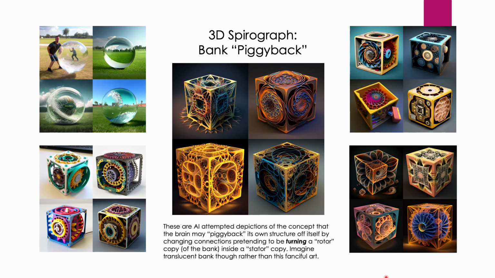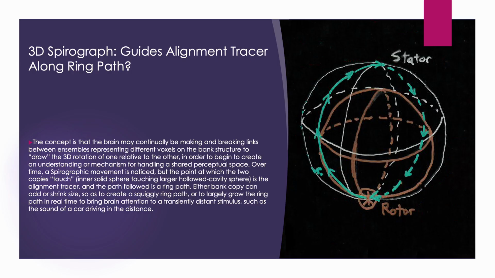So kind of interesting concept there. Let's go on to the next slide. So the brown sphere is the rotor, and the white sphere is everything inside the white sphere is hollowed out. And if you imagine there's more solid bank structure going outwards from that white sphere, then you've got basically one instance of the bank rotating within the other.